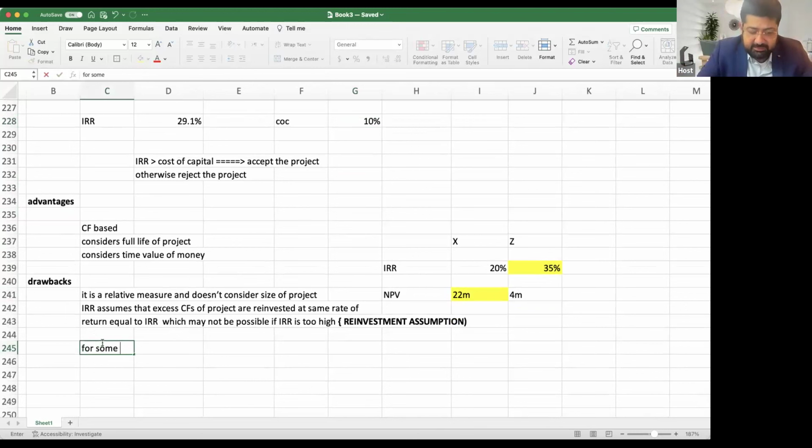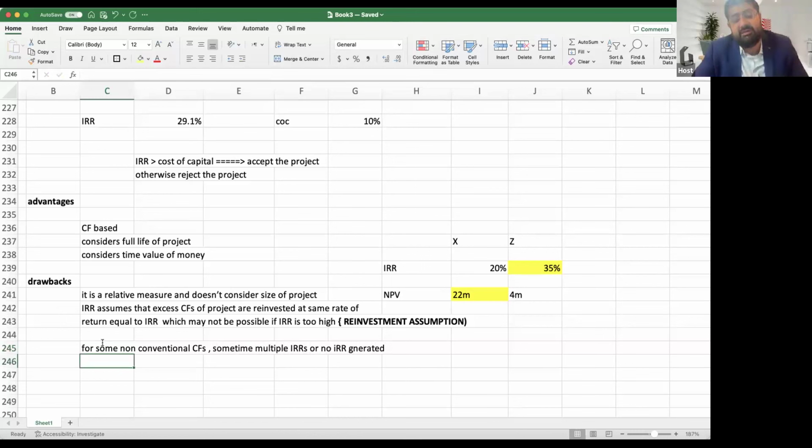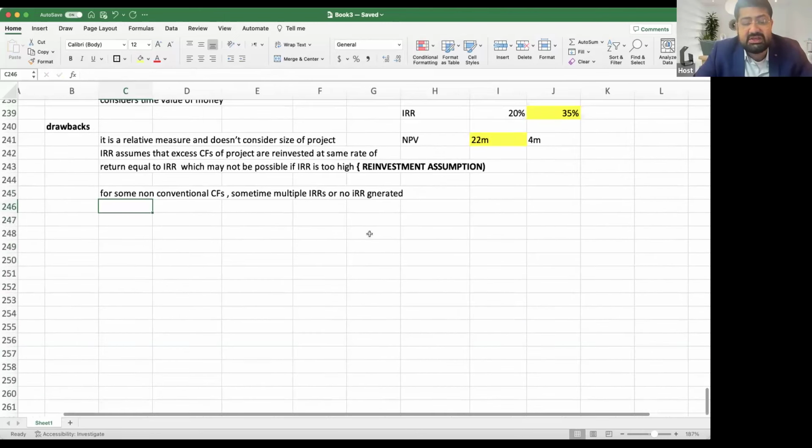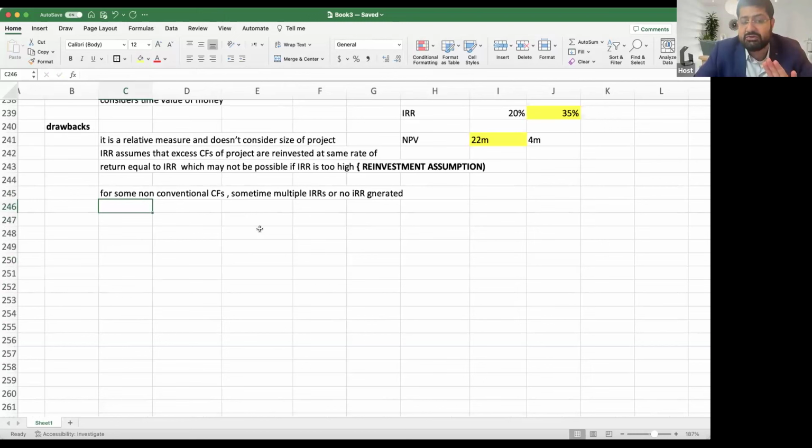For some non-conventional cash flows, sometimes multiple IRRs or no IRR are generated. It happens with IRR. When you apply the formula, sometimes it happens. It has been evidenced. What are non-conventional cash flows? Sometimes for some non-conventional cash flows, not for all.